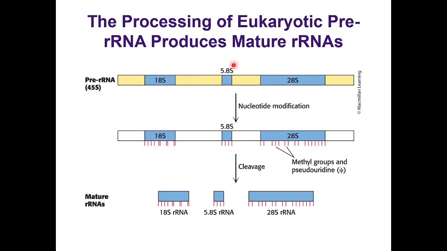Here's the 18, 5.8, and 28S units. This is your nucleotide modifications, by the way. These ones get methylated, and so those are your methyl groups going on. And we have the pseudouridine as well. The pseudouridine is typically denoted by that Greek psi symbol. Okay? And this is what you got right there. And those will be these modified units right there.